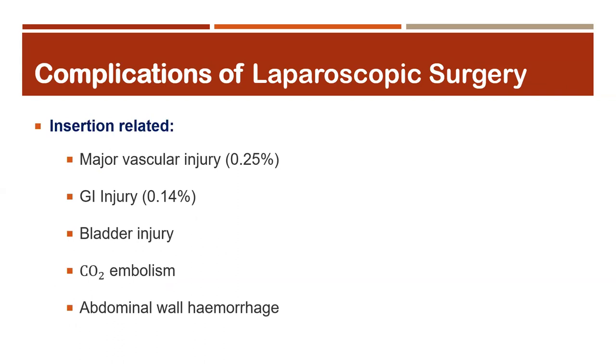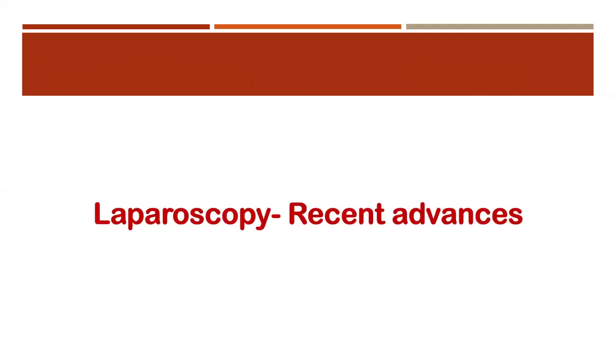Insertion-related complications include major vascular injury, at near about 0.2 to 0.25%. GI injury, especially perforation by the trocar or Veress needle, is reported at less than 1%. In some cases, bladder injury occurs. These complications are higher initially, but nowadays the percentage is gradually reduced by experience and the development of confidence of the laparoscopic surgeon. CO2 embolism and abdominal wall hemorrhage can also be post-operative complications.